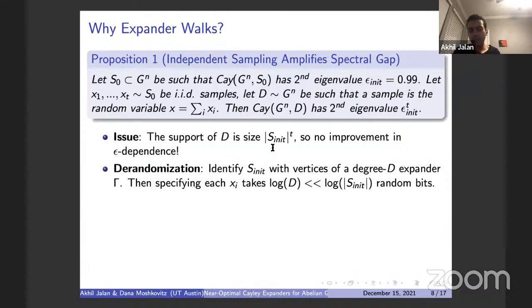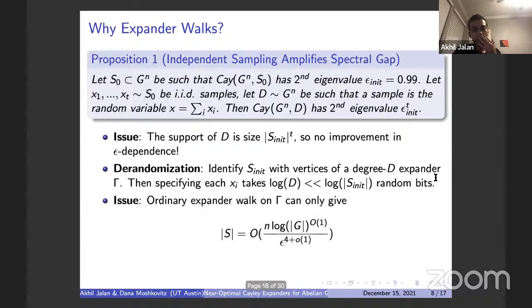One way of de-randomizing this is to take an expander walk. So instead of taking independent samples from your initial set, you can identify your initial set with the vertices of an expander graph and then take a random walk on that expander. This is randomness efficient because now every step only takes log of the degree bits to specify instead of log of the size of the initial set. This gives you a significant improvement in the number of random bits you need, which is equivalent to the support size of the overall generating set. And the issue is that this falls short. You get an epsilon to the 4 instead of epsilon to the 2 dependence.